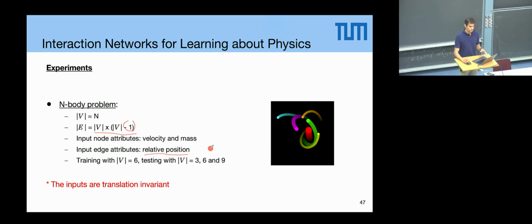And here it is important to notice that as input we are not providing the location of each of the nodes. We don't want that, because if we do so, then this model will not be translation invariant.